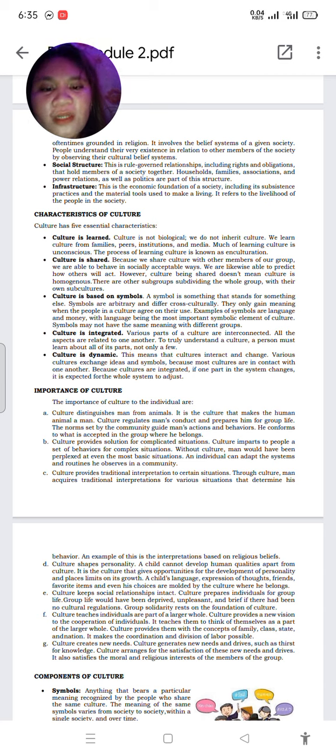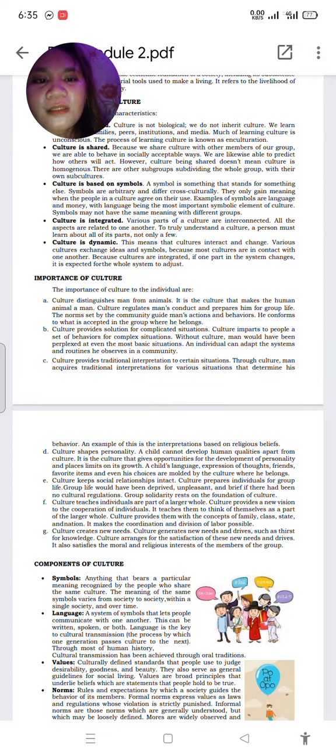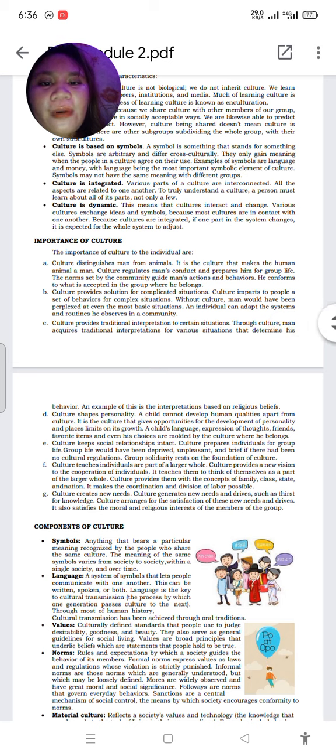So culture is integrated. Various parts of culture are interconnected. So it is interconnected. All the aspects are related to one another. So to truly understand a culture, a person must learn about all of its parts, not only a few. So culture is dynamic. So this means the culture interact and change. So meaning culture is flexible.